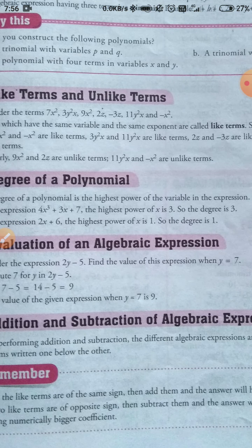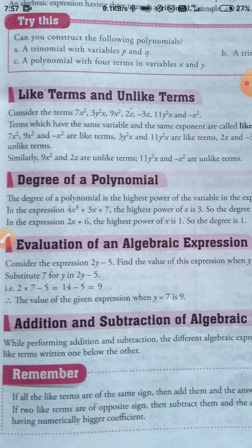So we are given 2y minus 5 as an expression. We have to find what will be the value of this expression when y becomes 7, right? So you can see, if you substitute y equals 7, it will be 2 into 7 minus 5. So 2 into 7 is 14, 14 minus 5 is 9. So the value of this expression is 9 when y is 7.